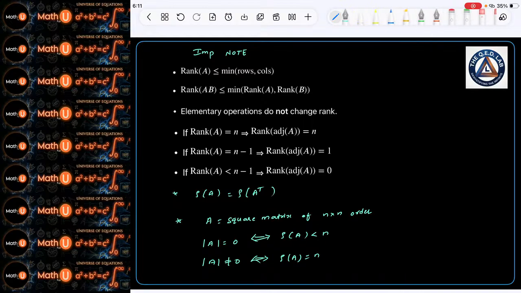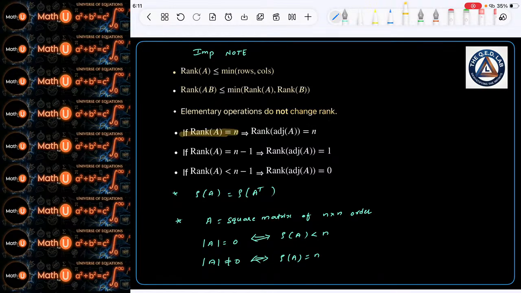What are the properties? The first property: rank of A is always less than or equal to the minimum of rows and columns. And rank of AB is less than or equal to the minimum of rank of A, comma, rank of B. And elementary operations do not change rank. If you apply any number of row operations, that does not change the rank of that matrix.